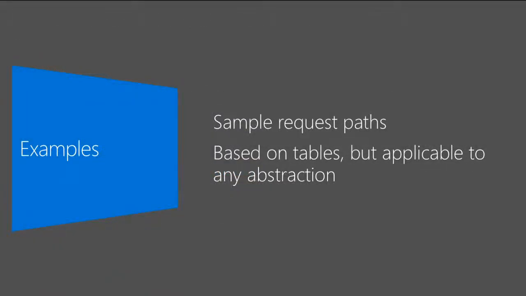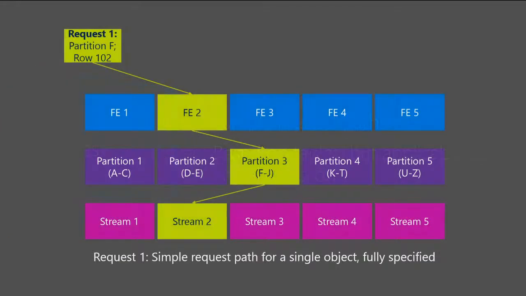So let's walk through some examples. Let's see how this actually looks in our architecture. We'll be basing this on tables, but again, you could apply it to any abstraction. So first sample request you see here, we've just got a random request. It's for something in partition F, row 102.